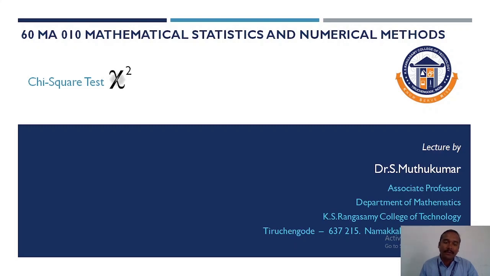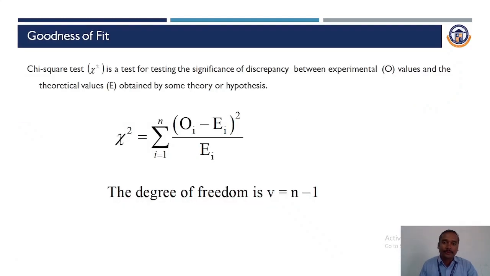In this video, I am going to explain about the chi-square test. The chi-square test is used to test the difference between observed frequency and expected frequency. It was introduced by Karl Pearson in the year 1900. It is one of the non-parametric hypothesis tests.